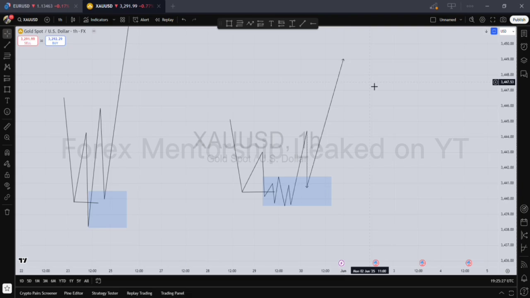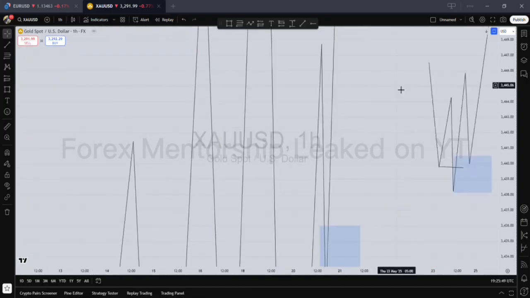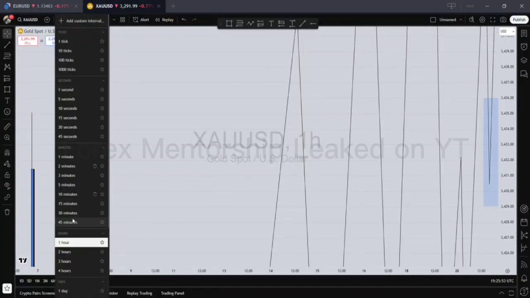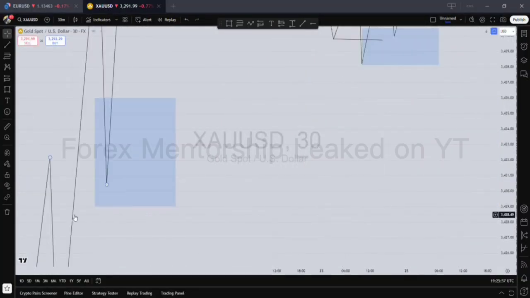The zone is valid, and because the zone is valid, you can take it as a POI. Just like, for example, now what caused this gold reaction, this retracement buy that happened on Friday? Was it in 15 minutes now? Let's check it maybe in 30 minutes.